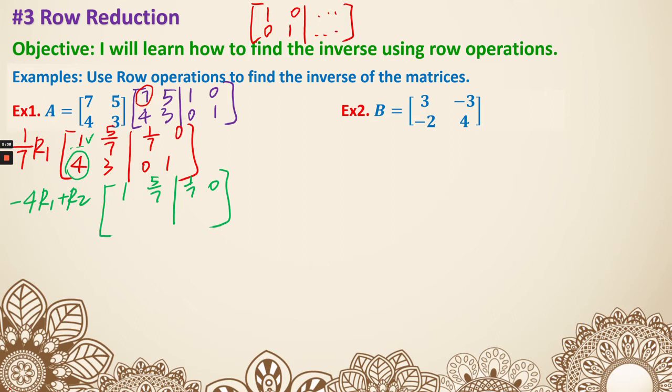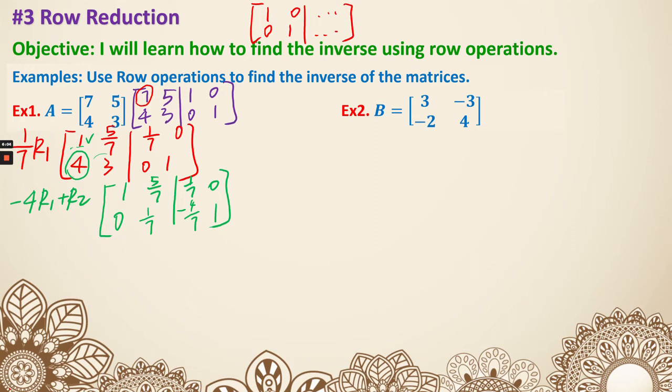I'm going to multiply everything by a -4. 1 times -4 is -4 plus the 4 is a 0. 5/7 times -4 is -20/7, and plus a 3 is going to be a 1/7. That's calculator work. And then 1/7 times -4 is -4/7, plus a 0 is -4/7. Last one, 0 times -4 is a 0, plus 1 is a 1. Yes, it is actually a 1.